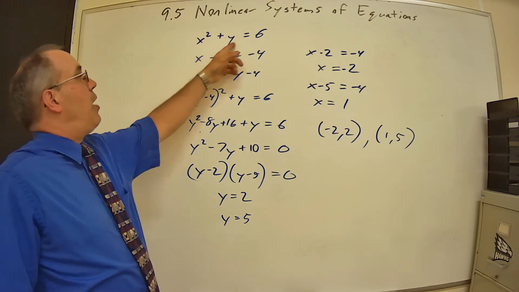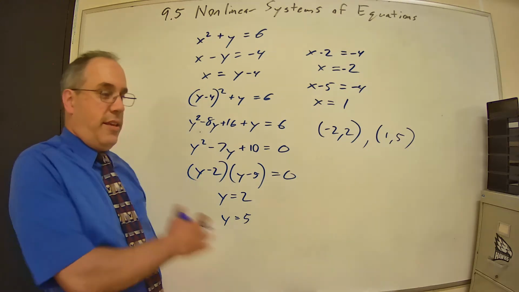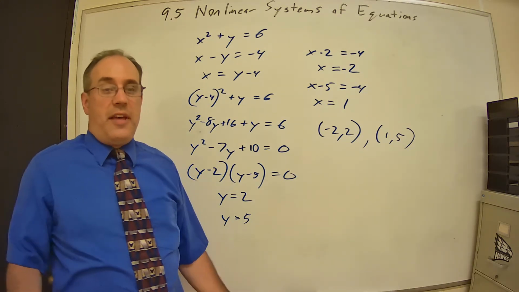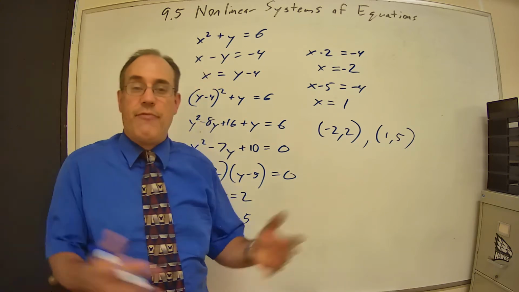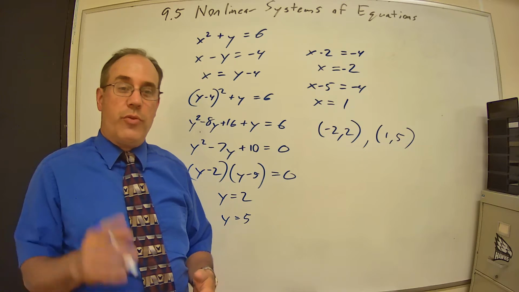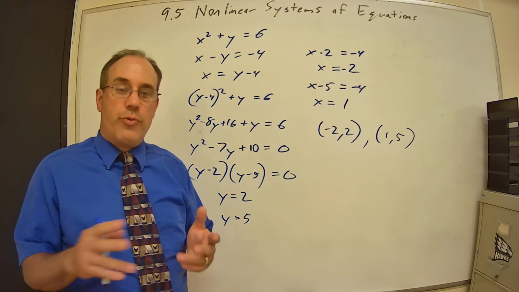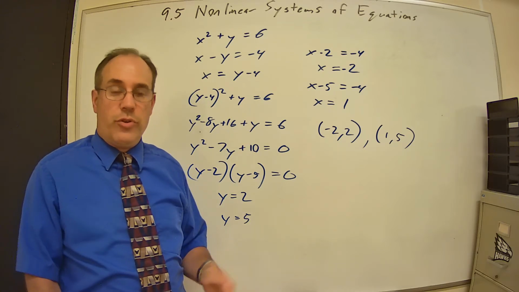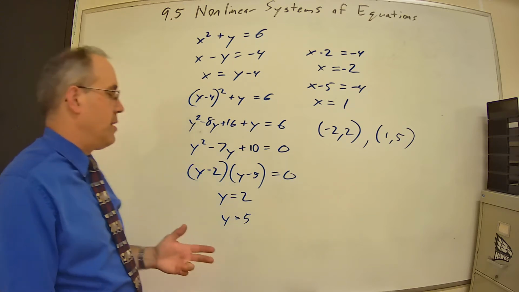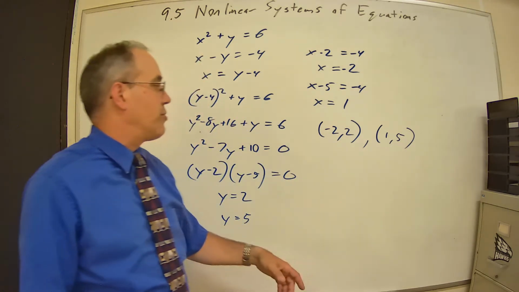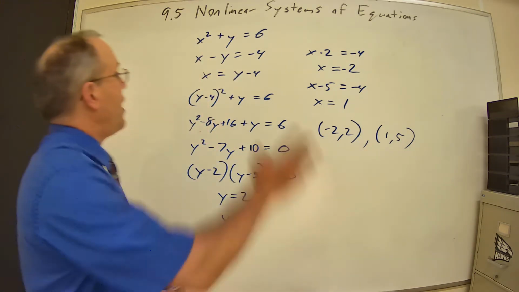X squared plus y equal to 6, that's a parabola. So a line may pass through it never, a line may pass through it once if it just touches it at one point, or a line may pass through it twice. So you can have no solutions, one solution, or two solutions. And in this case, we had two solutions. It passes through at negative 2, 2 and 1, 5. So that was using substitution.